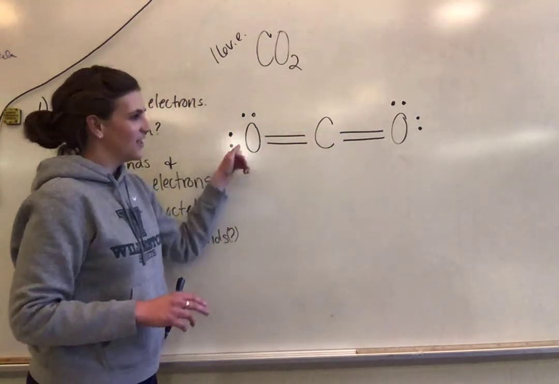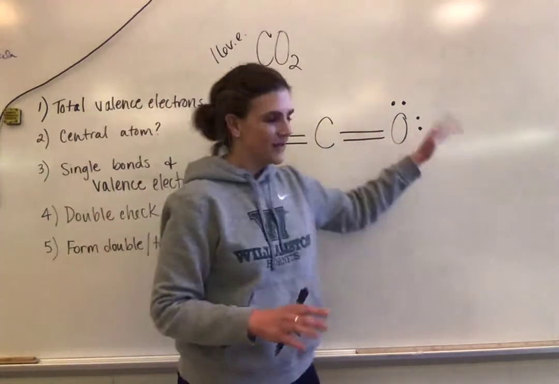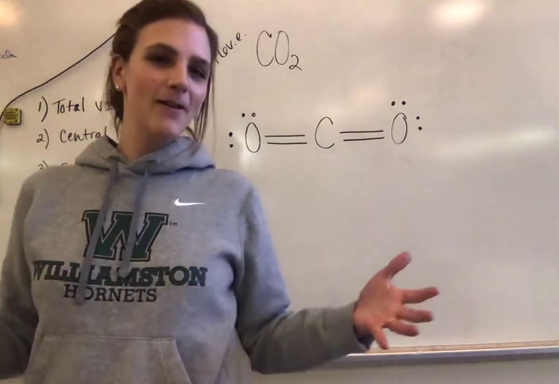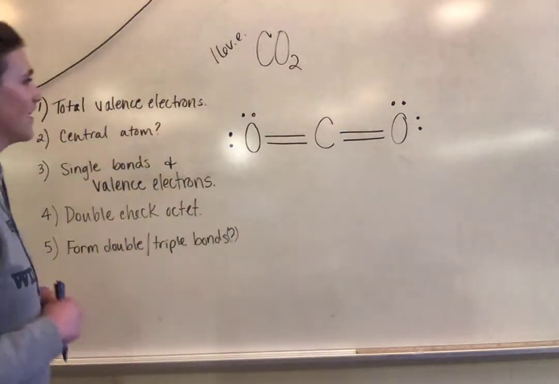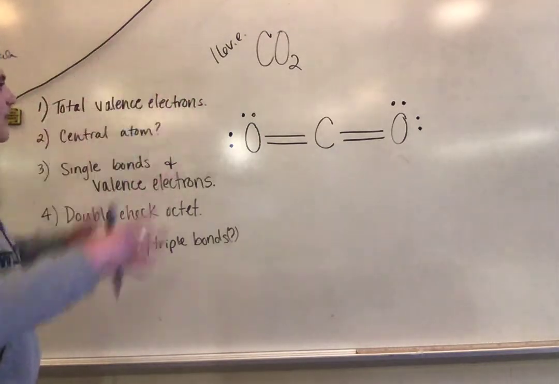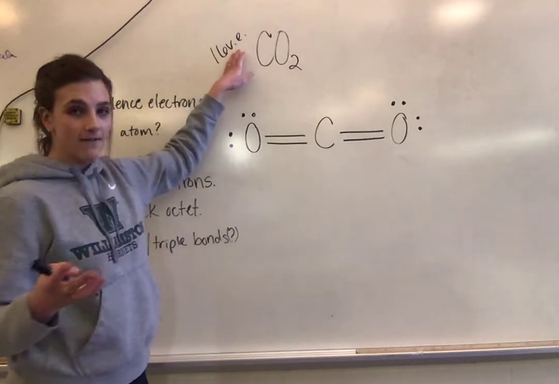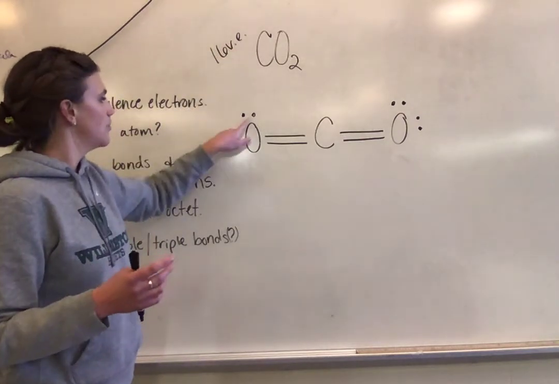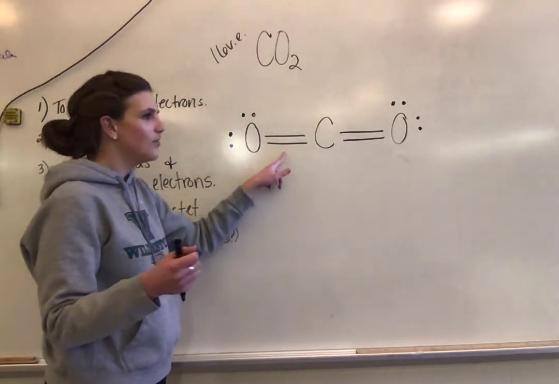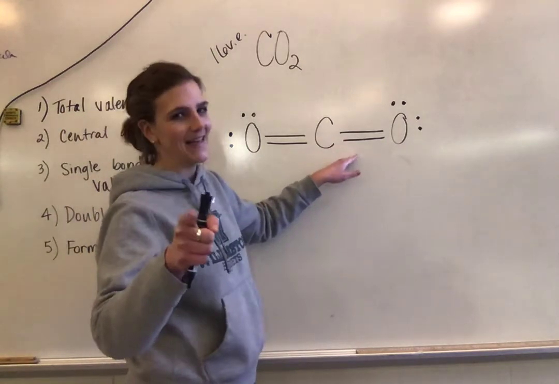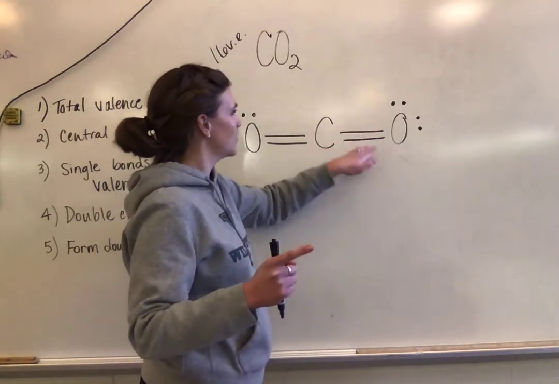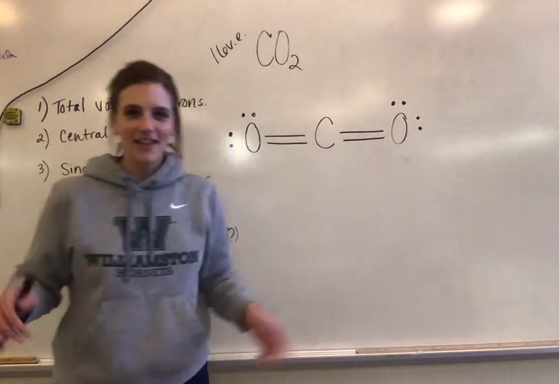This oxygen we already know is okay. Everybody's happy, everyone's stable, everyone has an octet. They're just sharing a buttload of electrons. If you think back, do we still have all 16 valence electrons accounted for? 2, 4, 6, 8, who do we appreciate? At least once that had to happen, come on. 10, 12, 14, 16, everything's good.